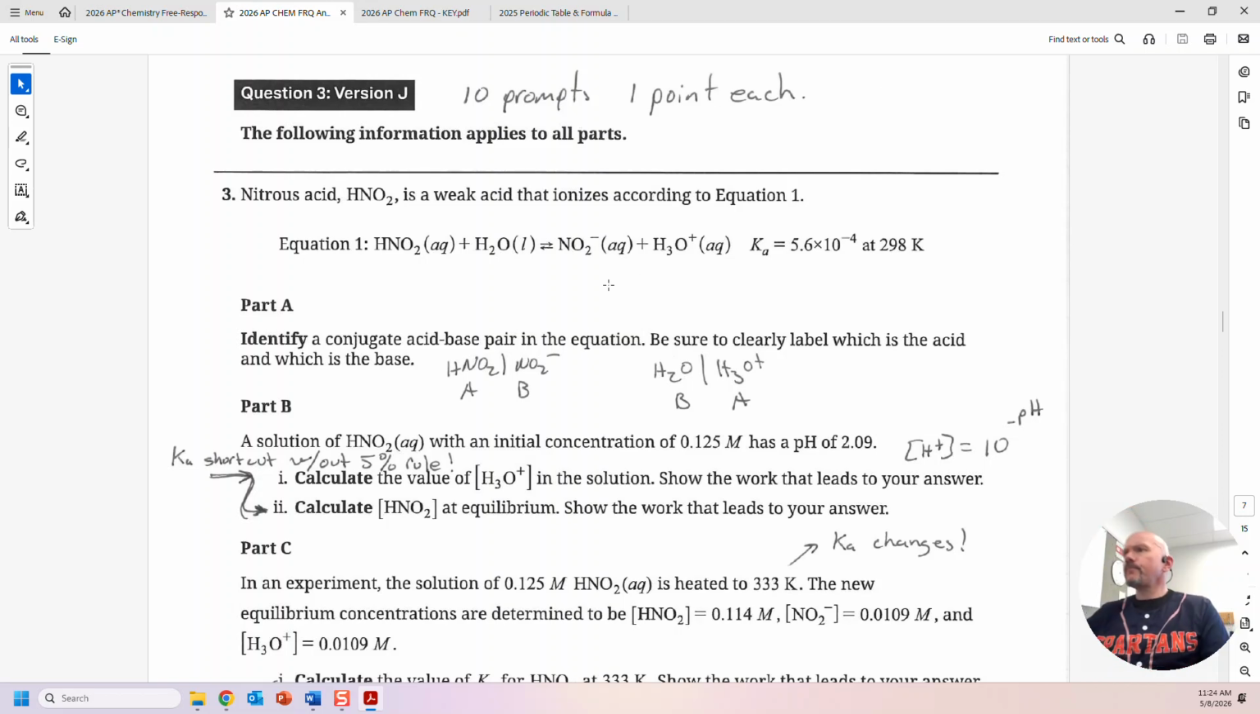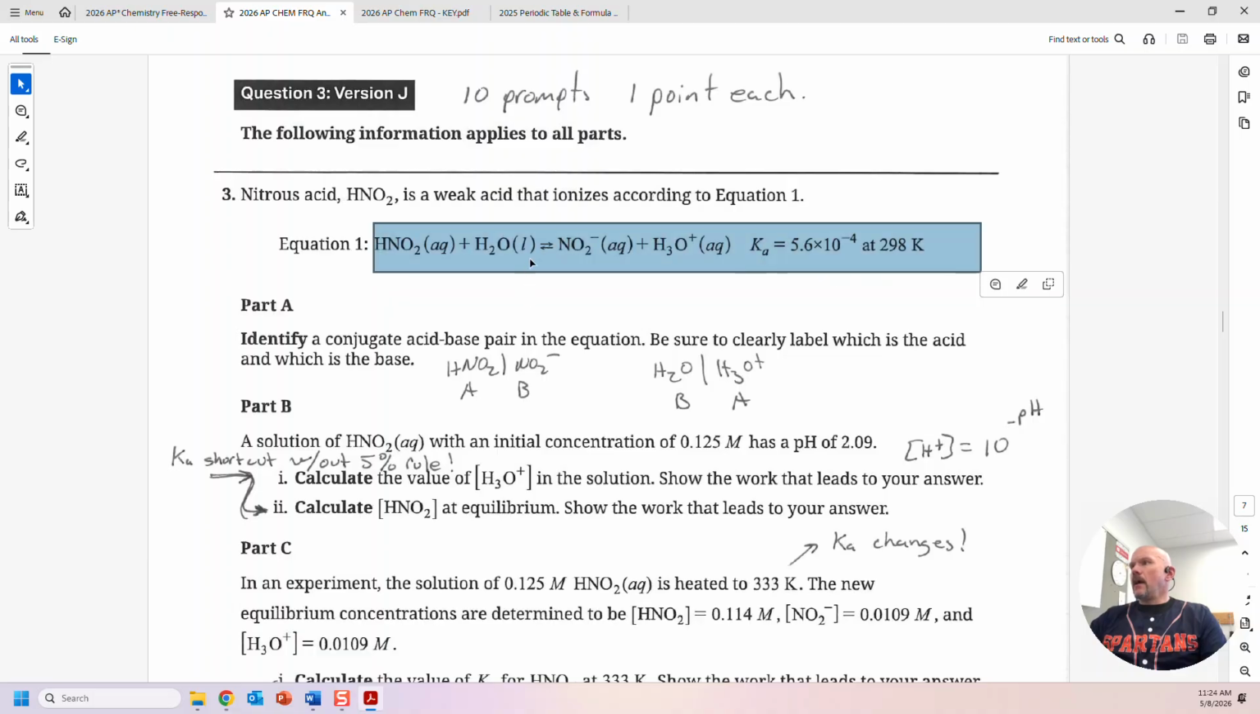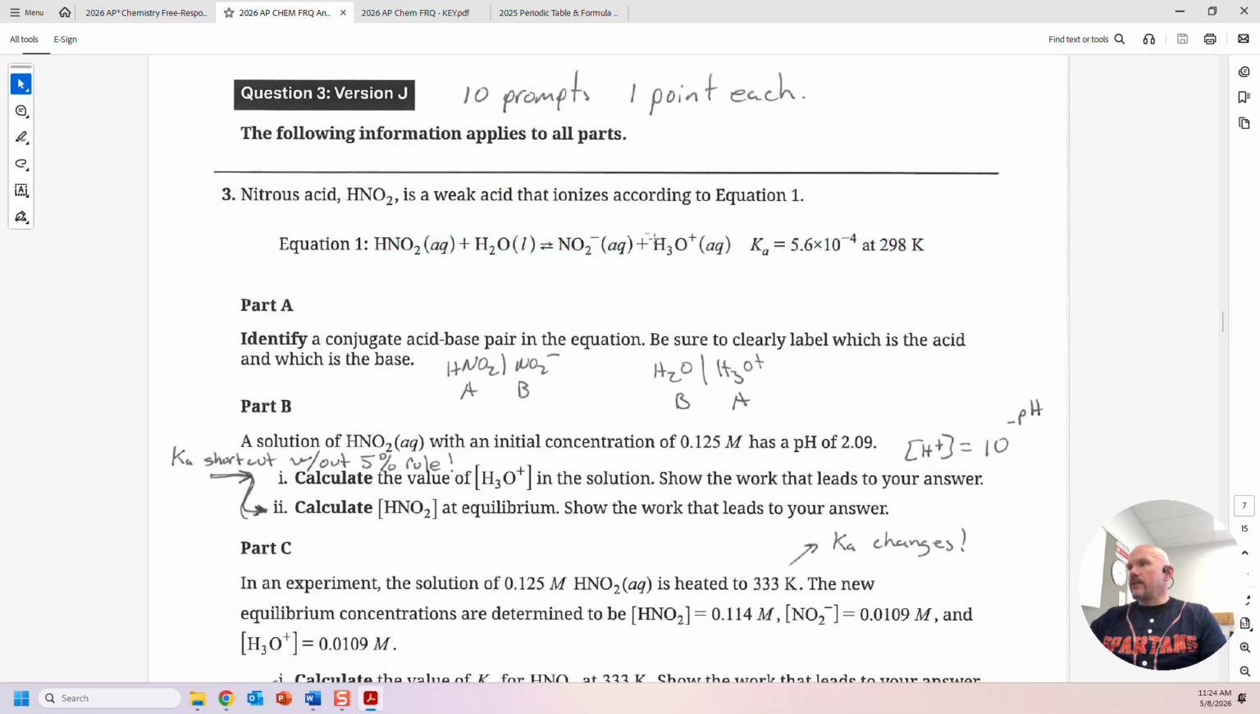Okay. So the first question, they give us a Ka reaction, so it's showing an acid with water, right? You're getting hydronium, and it's the Arrhenius definition of an acid, but it's also the Bronsted-Lowry definition. They're asking for a conjugate acid-base pair, just one of the pairs from this reaction.